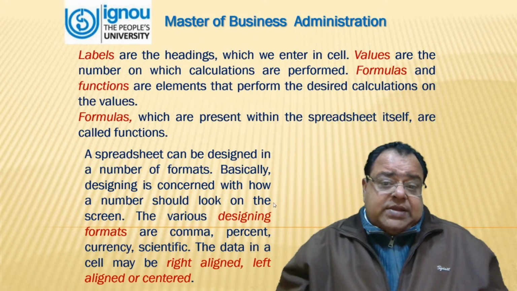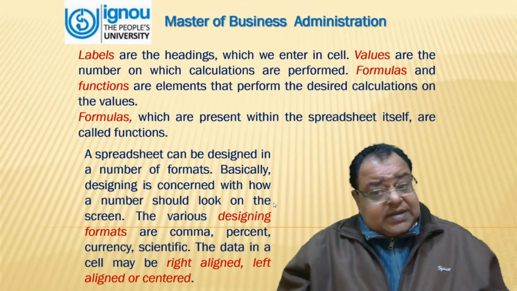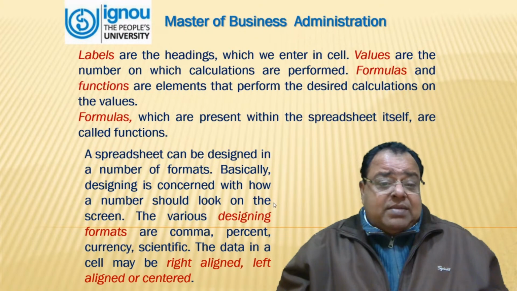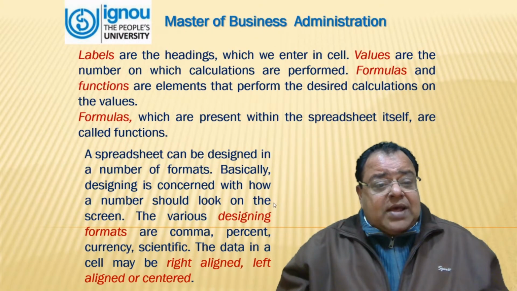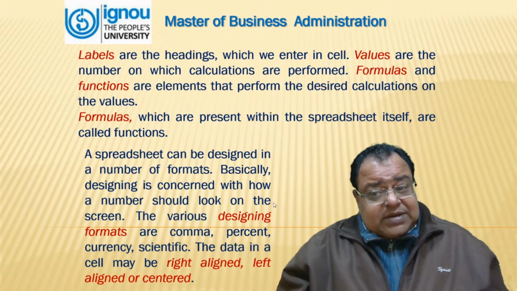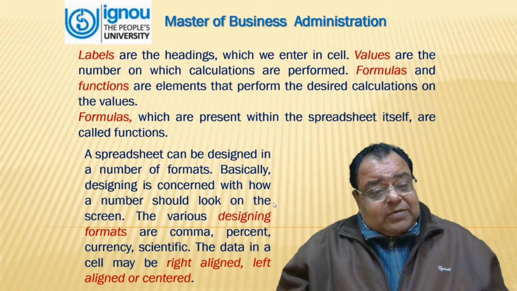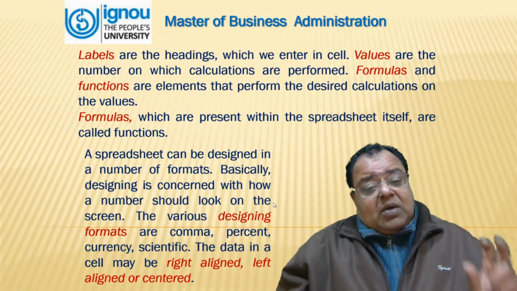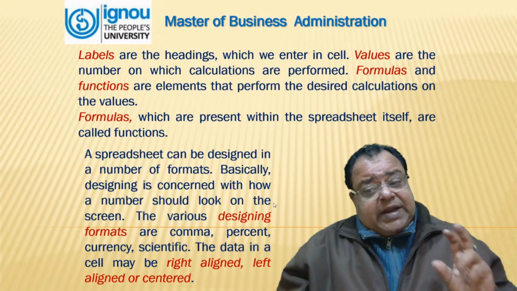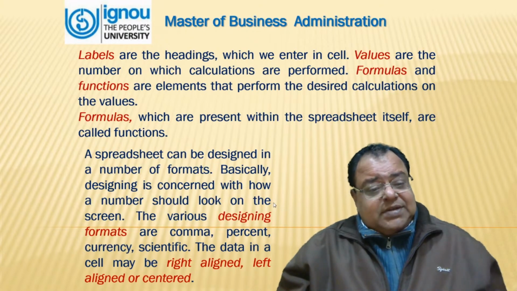Labels are the headings which we enter in a cell. Values are the numbers on which calculations are performed. Formulas and functions are elements that perform the desired calculations on the values. Formulas which are present within the spreadsheet itself are called functions.